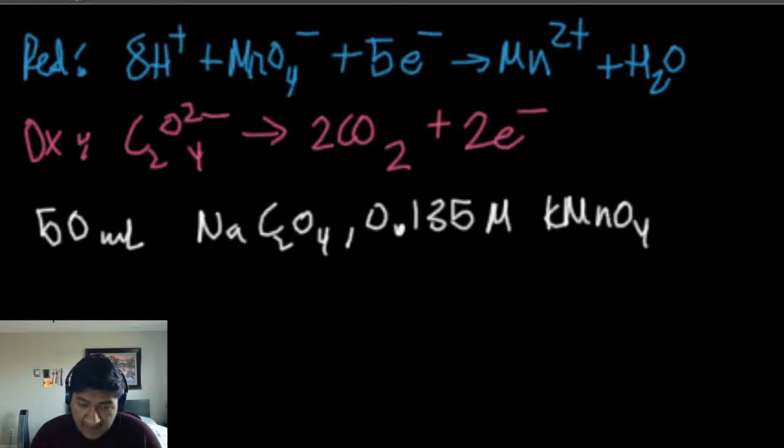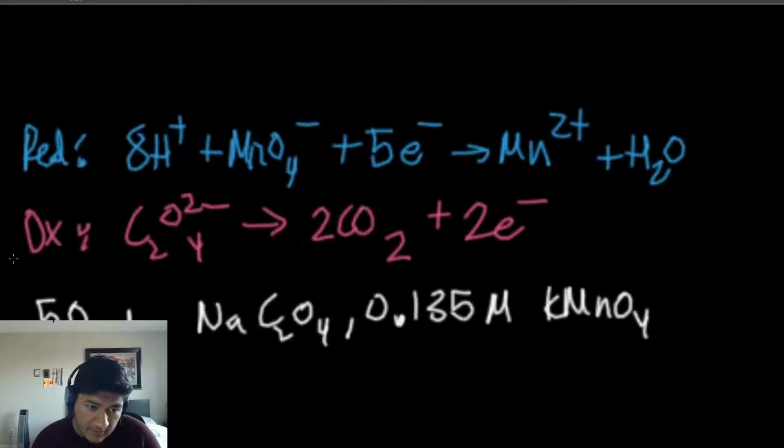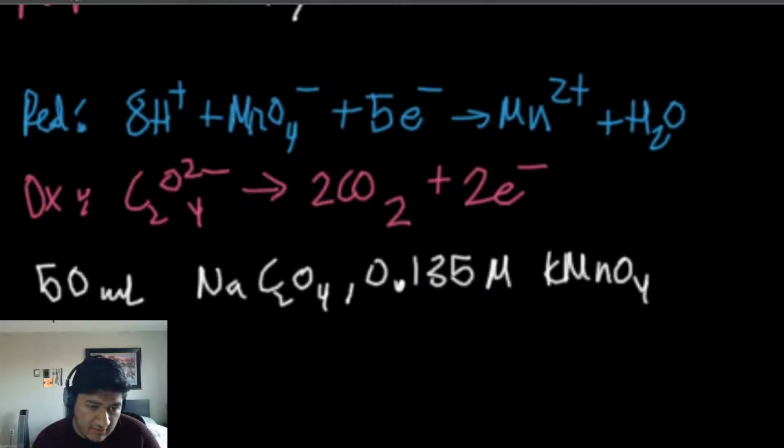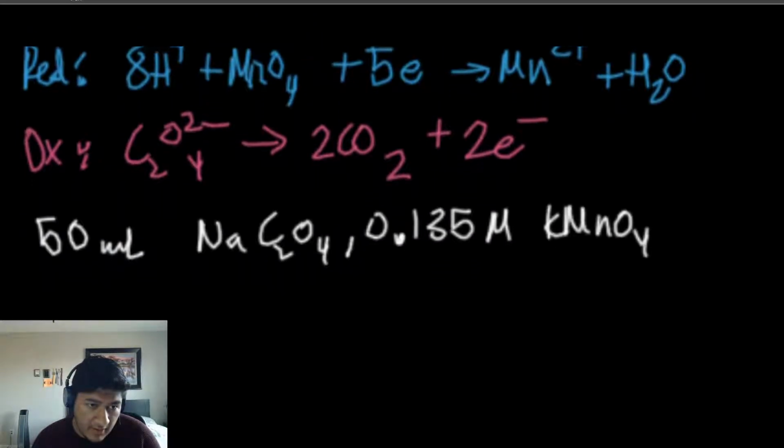The solution in the flask is first colorless, but it turns pink. So it's going from colorless to pink. Right? We had just previously talked about this, that when it's reduced, it goes from pink to colorless.